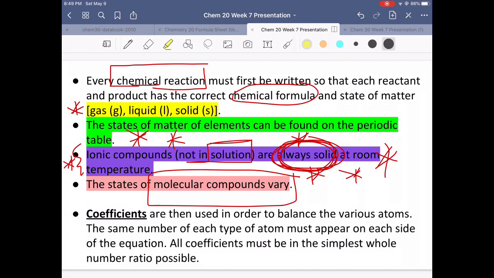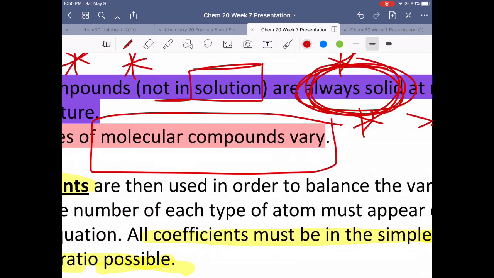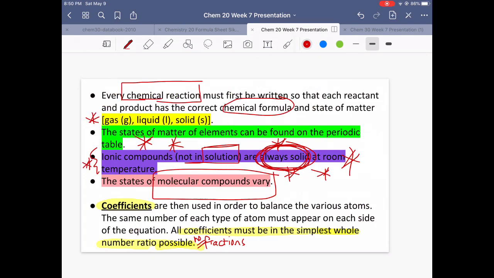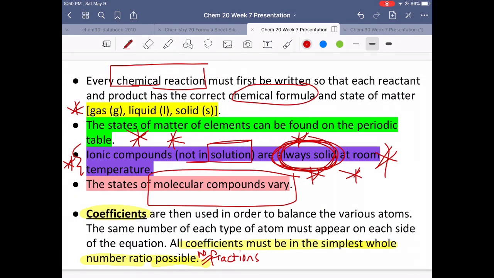I already mentioned coefficients with that example right at the beginning of balancing. Now the coefficients are key because we multiply them by the little subscripts. And we'll talk a little bit more about that as we continue with balancing. Do remember, please, though, those coefficients are always the simplest whole number ratios. In other words, you are not using fractions, please. You are not using decimals. And if you can reduce it, you should. Okay? All right, let's continue.